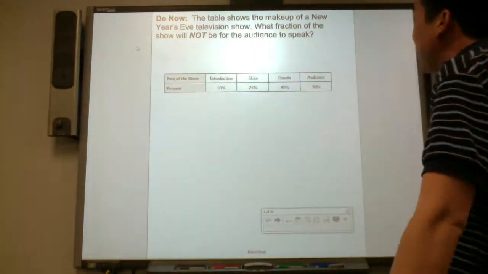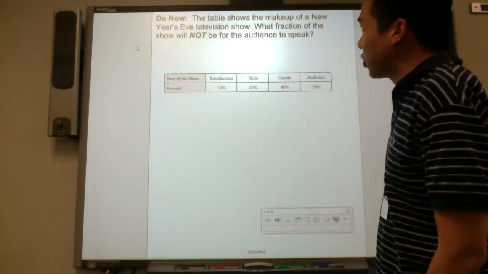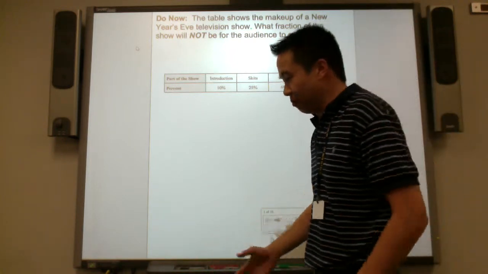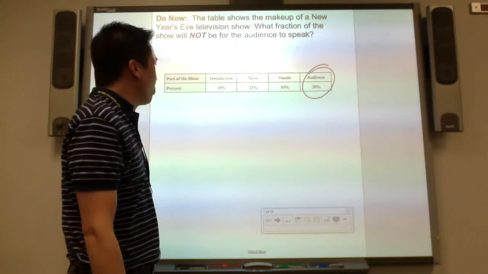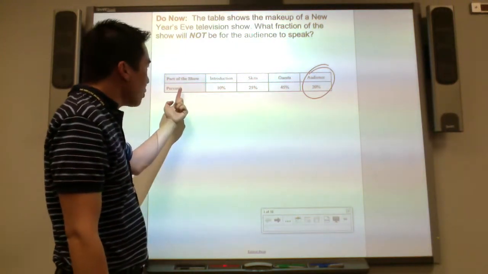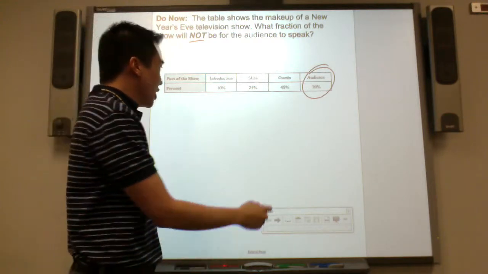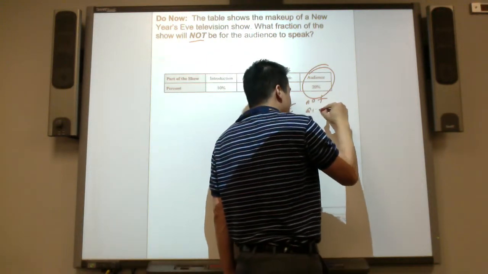The table shows the makeup of a New Year's Eve television show. What fraction of the show will not be for audience participation? So 80% will be used for the audience. So what percent will not be used for the audience? 80% will not be for the audience.